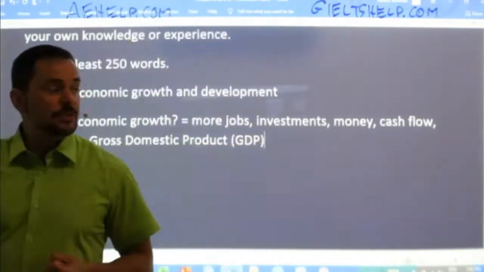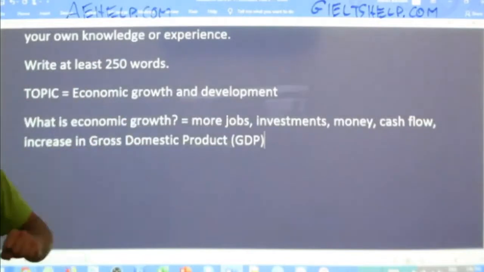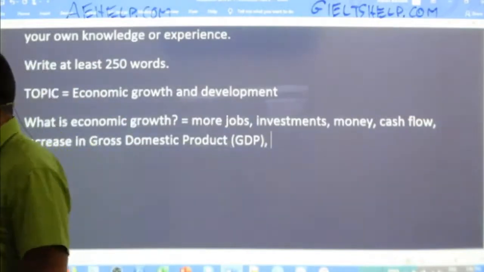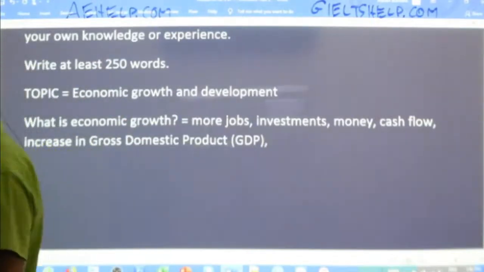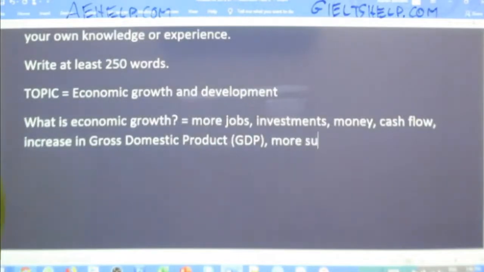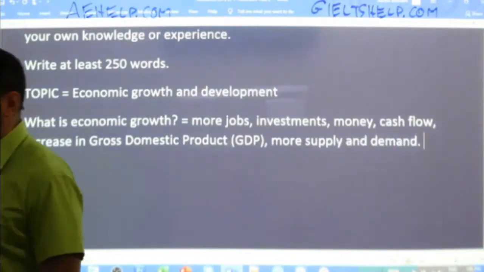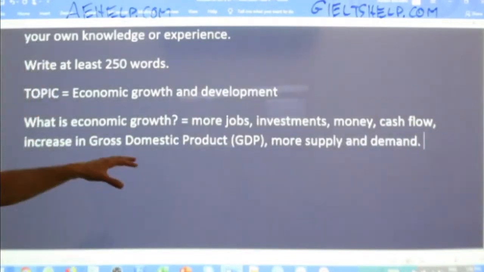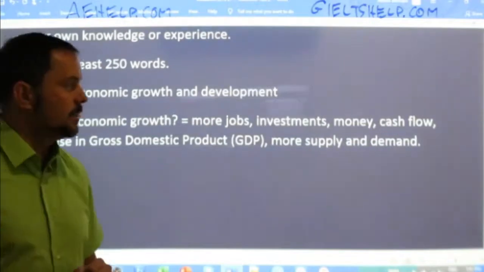So when you think of economic growth, one good way to think about it is just more supply and demand, of course, because that is the usual case. So more supply and demand. So that's what that is. All right.